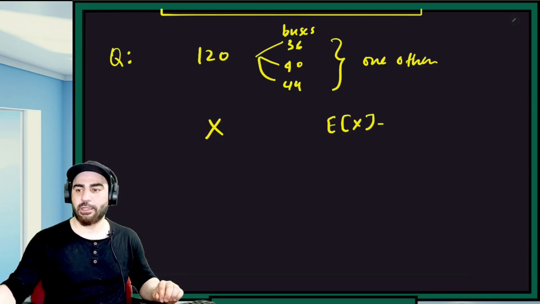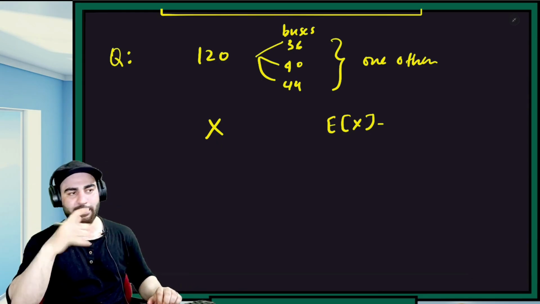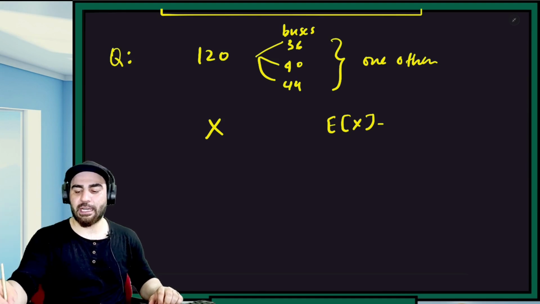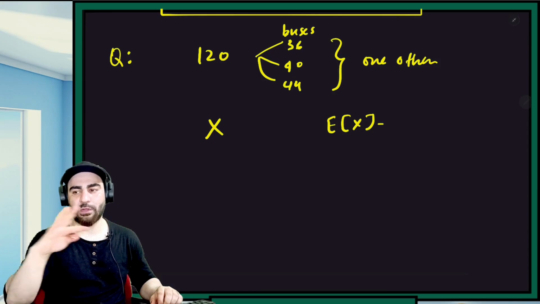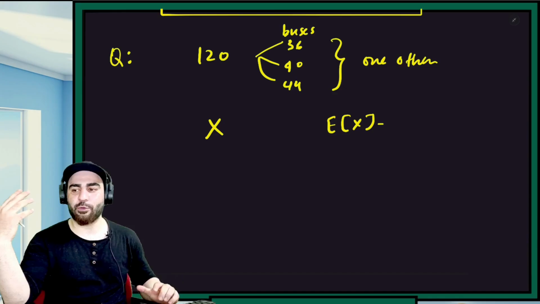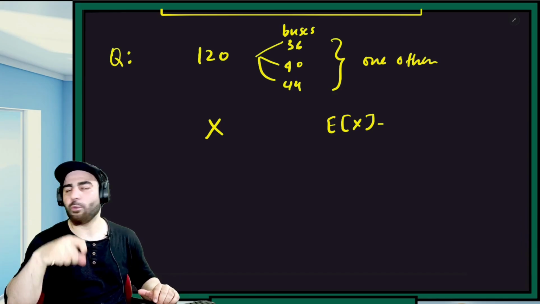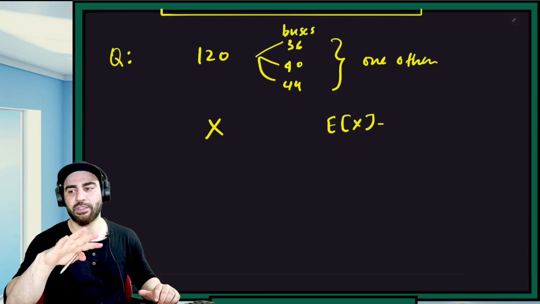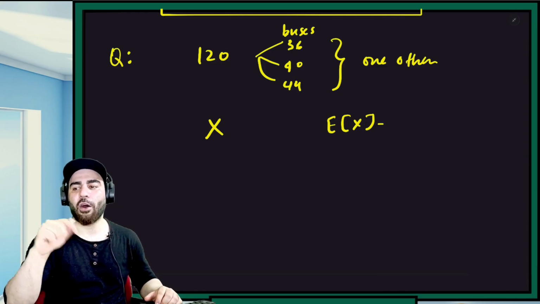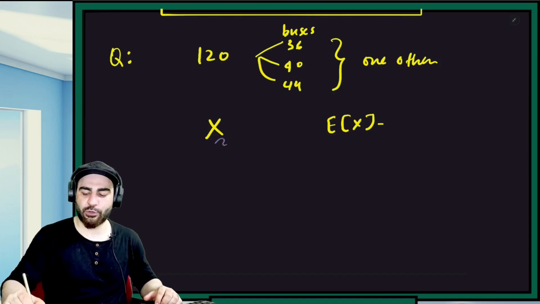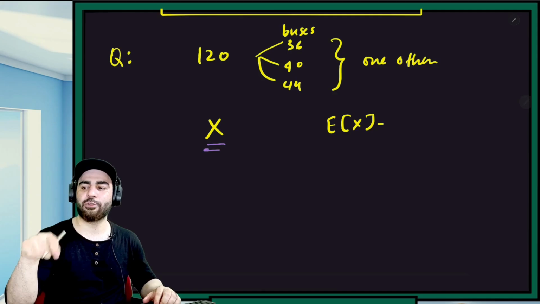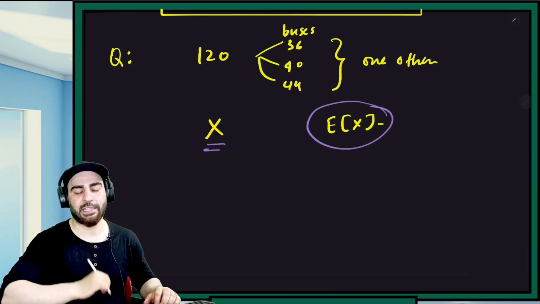Yes. So we have 120 students who are in 3 buses and they are being driven to some performance. Now 36 are in bus 1, 40 are in bus 2, 44 in bus 3. When these buses arrive at the performance, we have to choose one student randomly out of these 120 students. Let x denote the number of students on the bus of that randomly chosen student. Find the expectation of x.